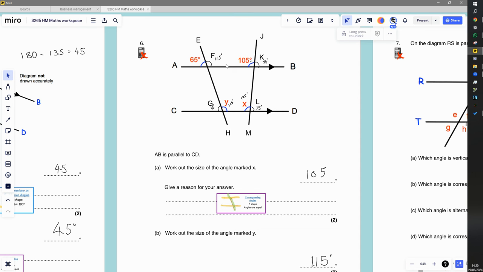So AB, let's highlight that in green, would be referring to this line here, whereas CD would be referring to this line here. So if we have two letters like this, it's usually referring to a line.